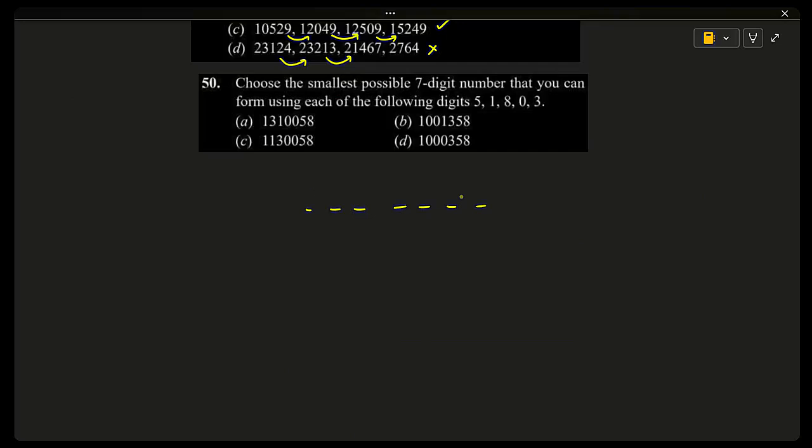So just more than 0 we have 1. After that you can use any number of zeros as you wish. Why? Because we want the smallest. But every digit should be used here. So other than 0 and 1 we have 3, 5 and 8. So the last 3 digits you go for 3, 5 and 8. So remaining all digits you can make 0. So this is the smallest 7-digit number that can be formed using these digits. So option D will be correct.